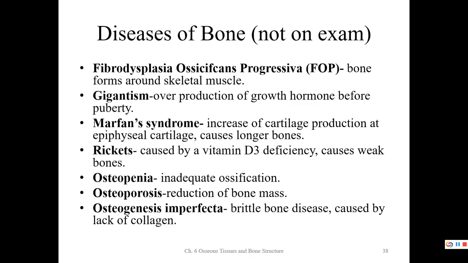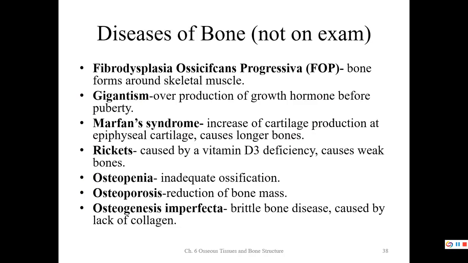Now, diseases won't be on there. FOP, fibrodysplasia ossificans progressiva. That's when bone forms around skeletal muscle. We're not going to have that on the test. Gigantism is overproduction of growth hormone before puberty, so you're really big. Marfan's, that's an increase in cartilage production in epiphyseal cartilage that causes long bones. This is an endocrine disorder and things like that.